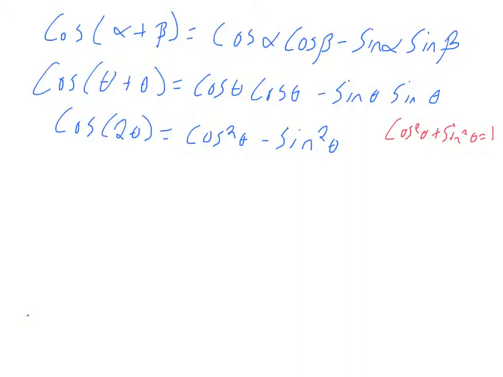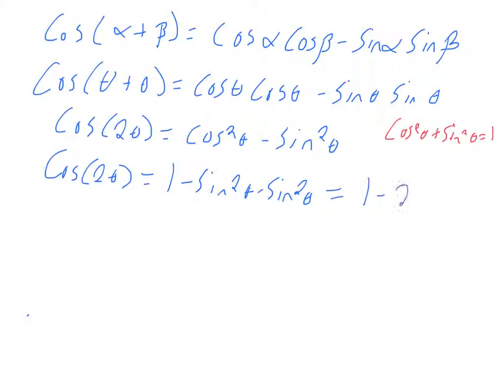So what we can do here is write this in a couple different forms. We can say cosine of 2 theta is equal to 1 minus sine squared theta, minus sine squared theta, right? If I substitute 1 minus sine squared theta in for cosine squared theta right here. And then I can simplify that to say 1 minus 2 sine squared theta. So this is the basic one, and this is another form of it, 1 minus 2 sine squared theta.